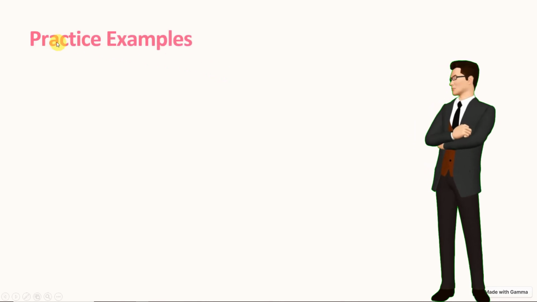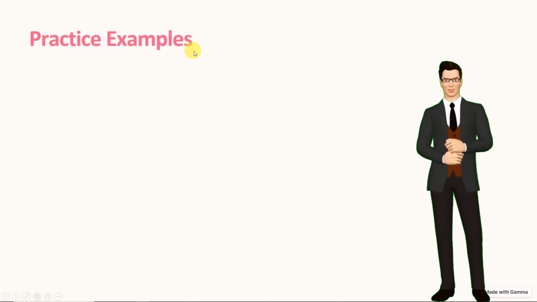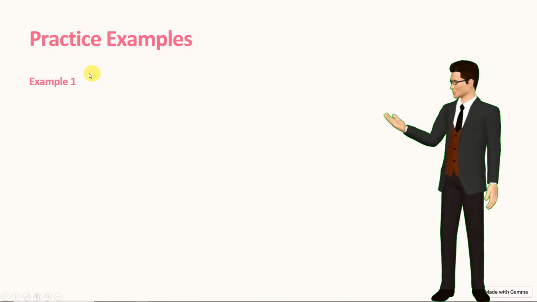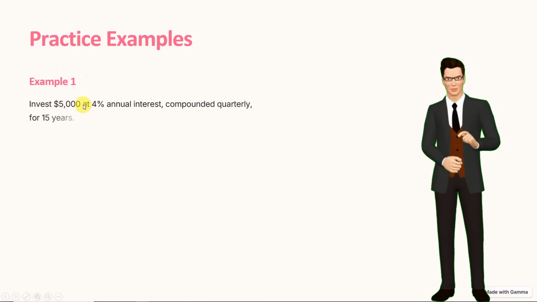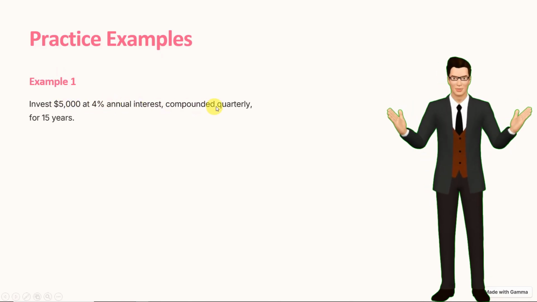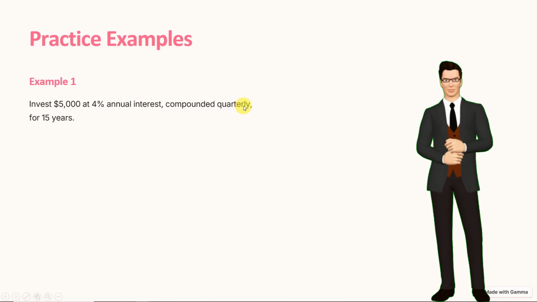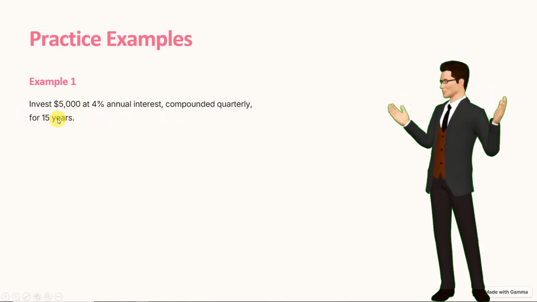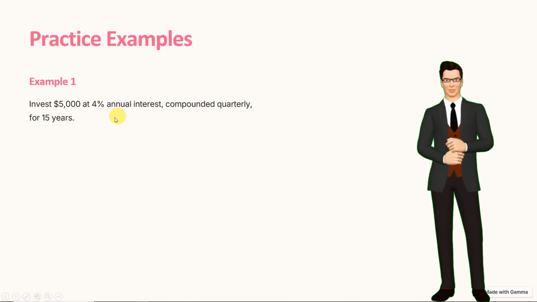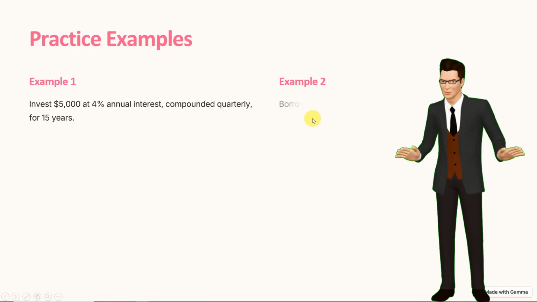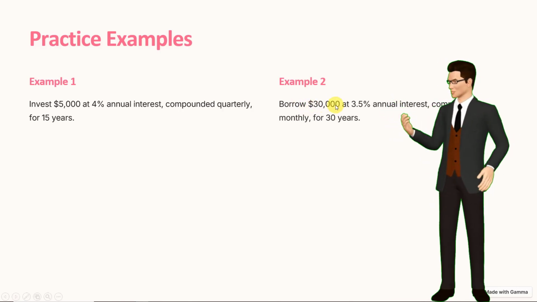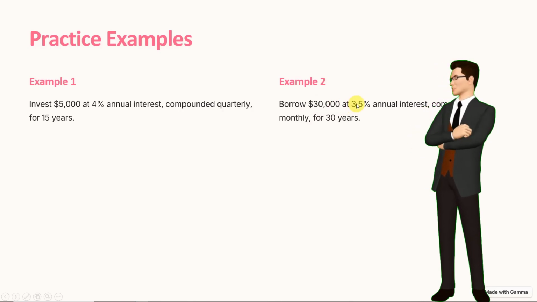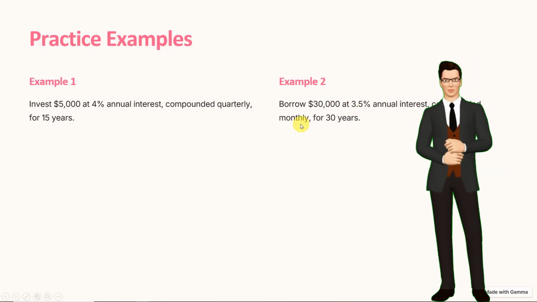Great, guys. Let's have a look at some practice examples. Example number 1: Invest $5,000 at a 4% annual interest, compounded quarterly, which means only 4 times a year, for 15 years. That is the very first one. Let's look at example number 2: You borrow $30,000 for home improvements or whatever the case might be, at 3.5% annual interest, compounded monthly for 30 years.